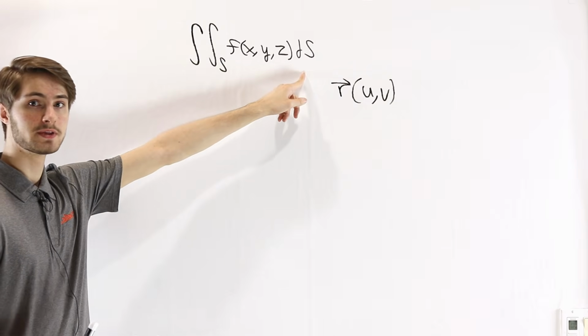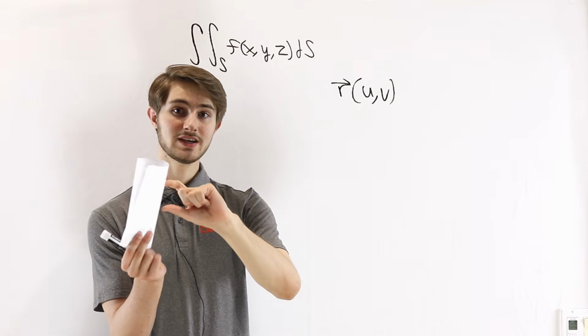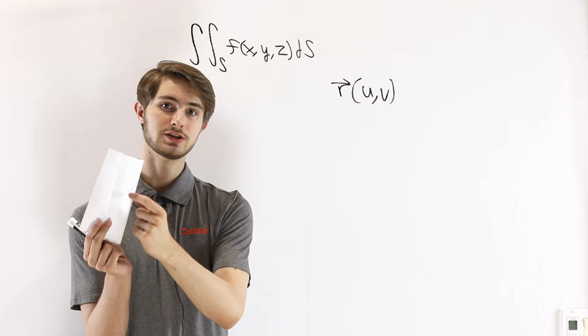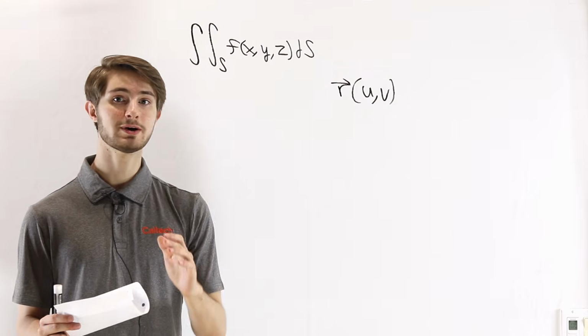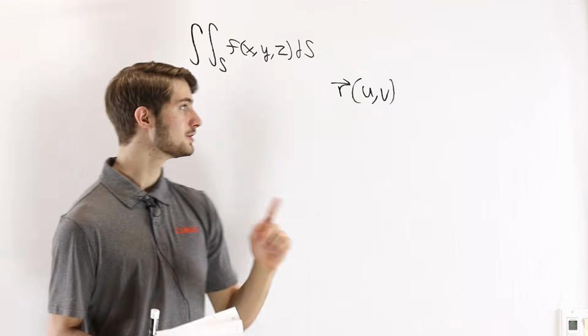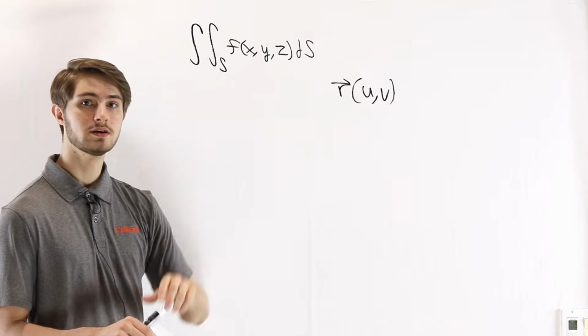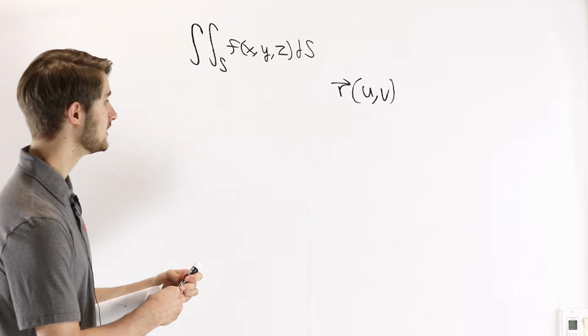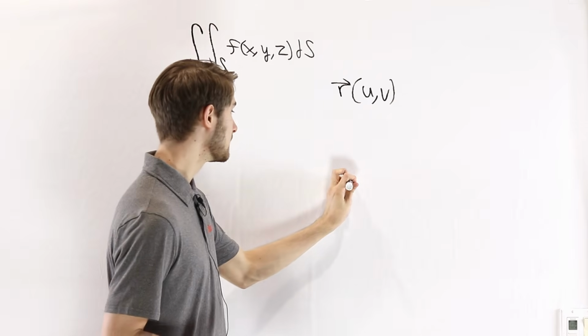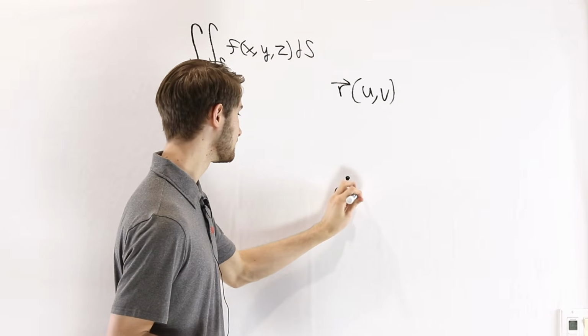Now that we have this parametrization r of u and v, we can start to think about how to calculate ds. Remember that ds is an area of a small section on this surface. So we need to think about how we can represent that in terms of u and v. Remember that r of u and v is going to give us a point on the surface.